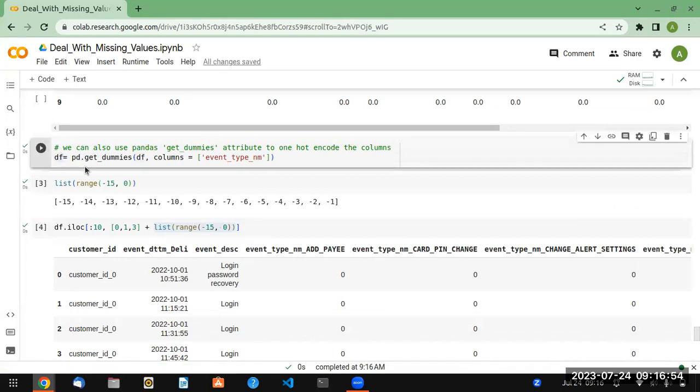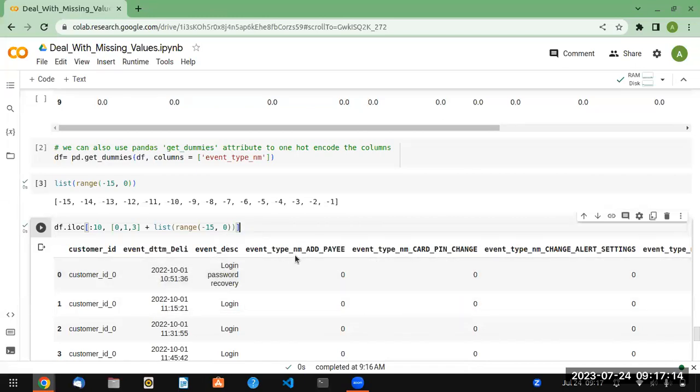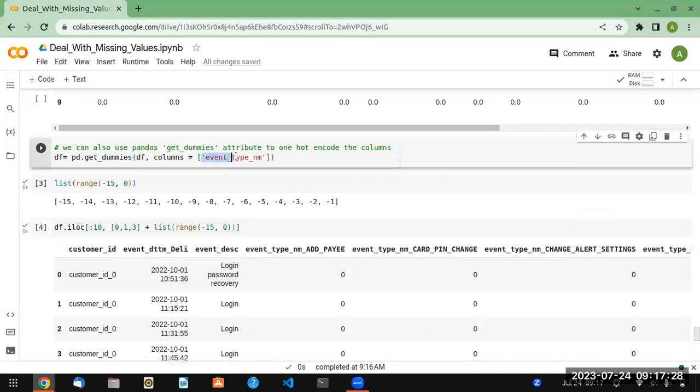If you want, you can create a new data set out of it. If you don't want to change the original data frame, you can create df_new here. So this df_new will be the combination of the original data frame and this encoded data frame. It will automatically create event type, name, add pay. You can see the column name and the category, the columns are being created automatically. And one great thing, you can mention multiple columns here and it will do the same task for each column. So if you want to perform 100 encodings, it is better to use pandas get dummies rather than doing all this stuff.